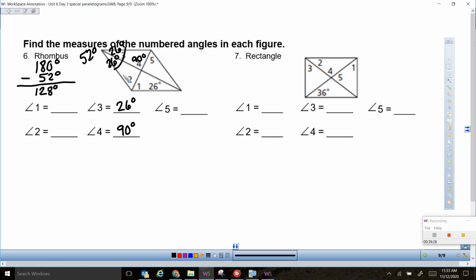But 128 is for the entire angle that was bisected. So we need to cut that in half. And what's half of 128? 64. So that means angle 2 is 64 degrees. Angle 1 is 64 degrees. And then angle 5, what do I know about the opposite angles? They're congruent. So if this one is 64, then angle 5 is also 64. So angle 5 is 64 degrees also.